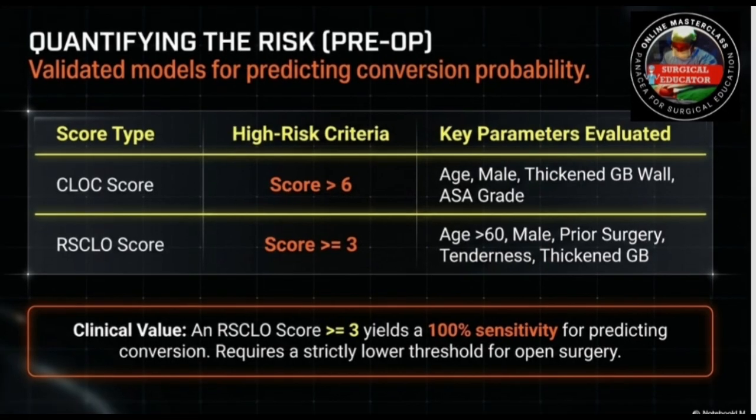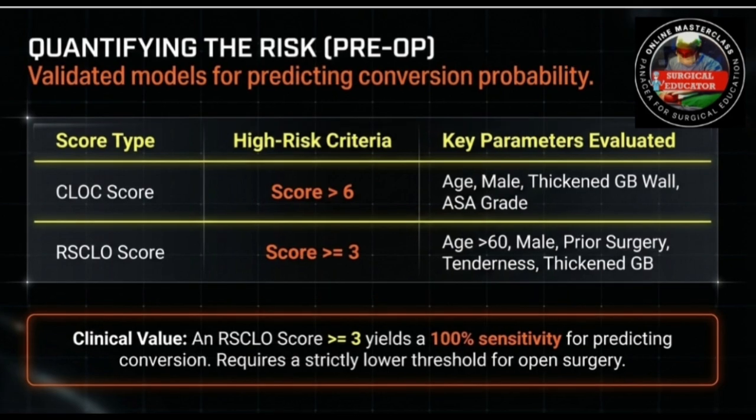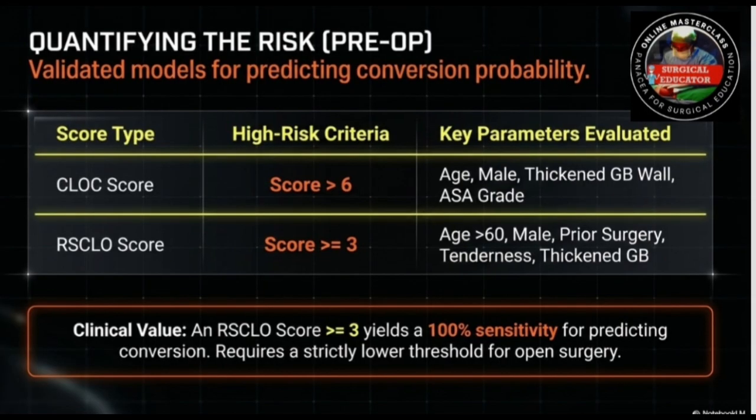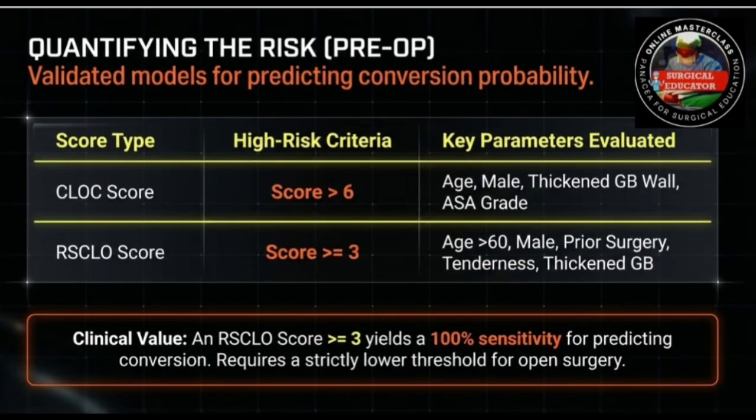Then we have the RSCLO score. A score of 3 or greater is the high-risk threshold. It looks at age over 60, male gender, prior surgery, tenderness, and a thickened gallbladder. And this score is remarkably predictive. It really is. The masterclass highlights a stunning fact: an RSCLO score of 3 or greater yields a 100% sensitivity for predicting a conversion.